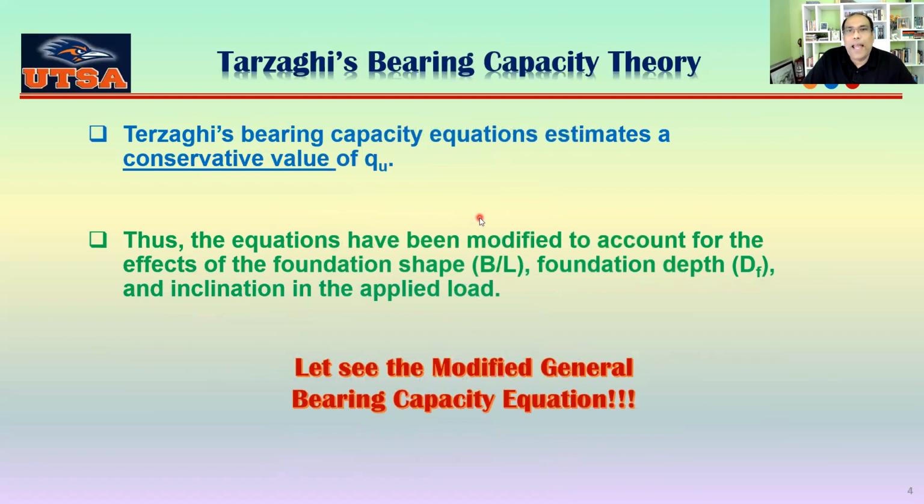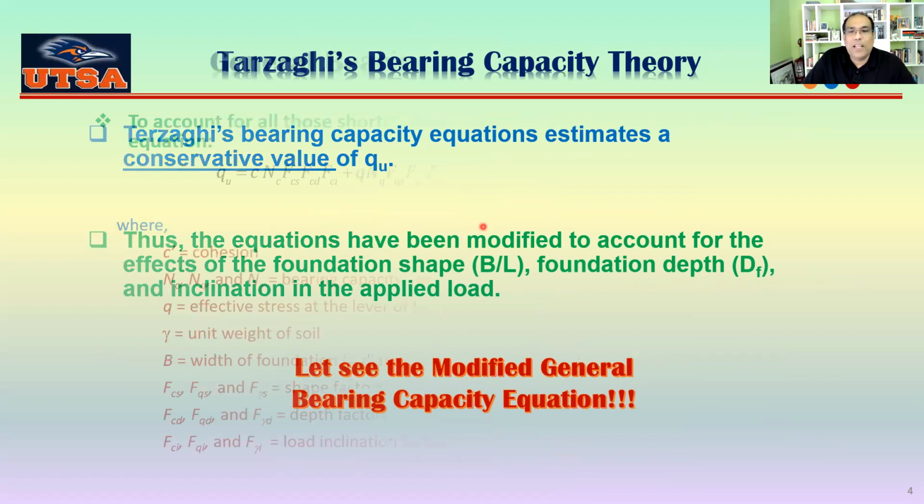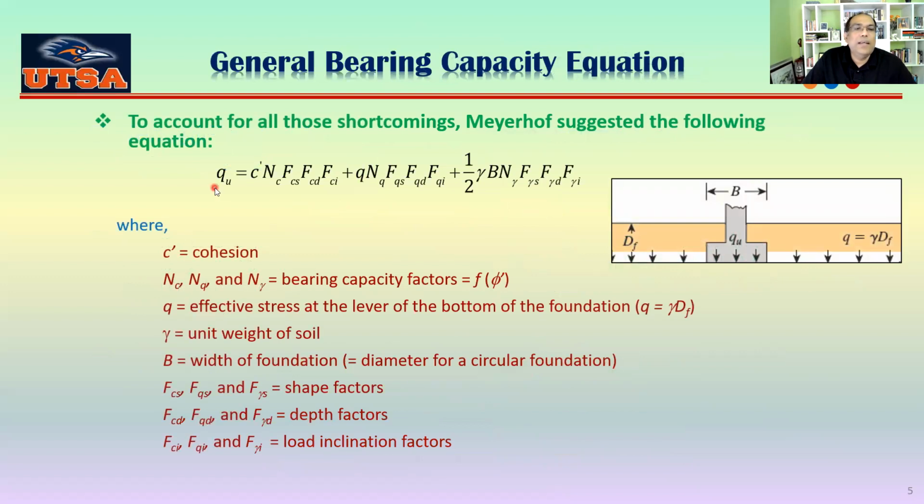So basically there is a general equation which was upgraded by Meyerhof, and he proposed a new general equation. So here is the general equation. You can see the ultimate bearing capacity is c prime Nc Fcs Fcd Fci plus q Nq Fqs Fqd Fqi plus half gamma B N gamma F gamma s F gamma d F gamma i.